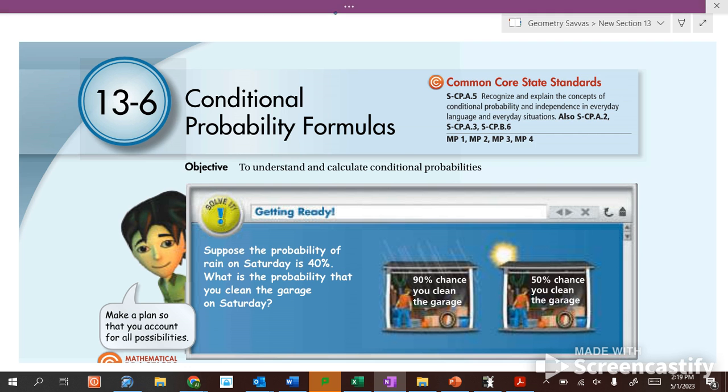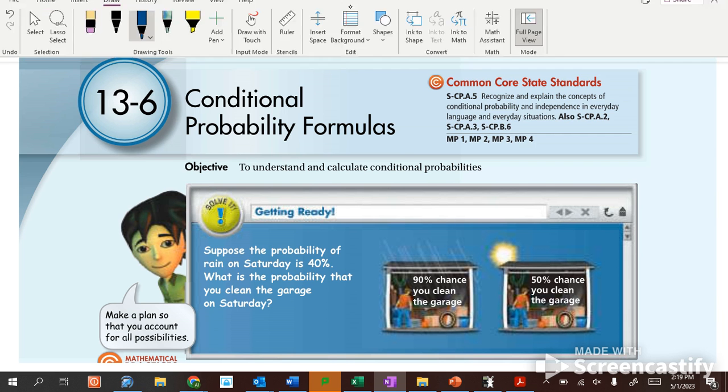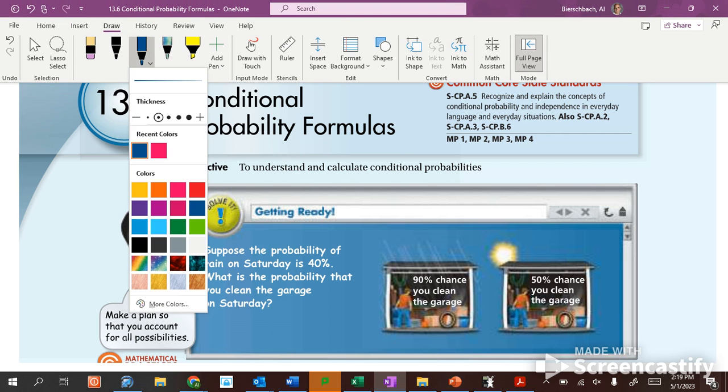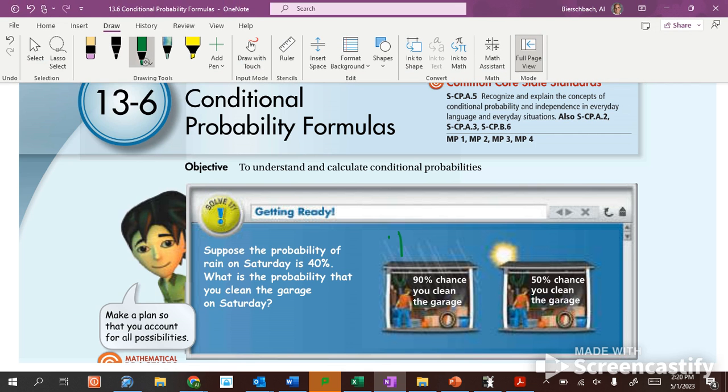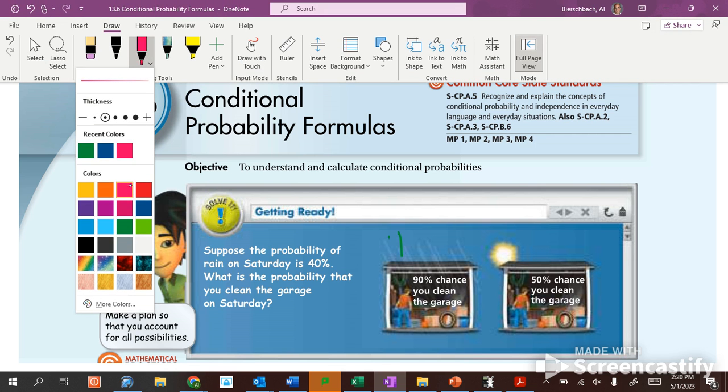And let me change my color of pen here to something other than blue. We'll go green. Oh, you still can't read that. Oh, hot pink. Okay.